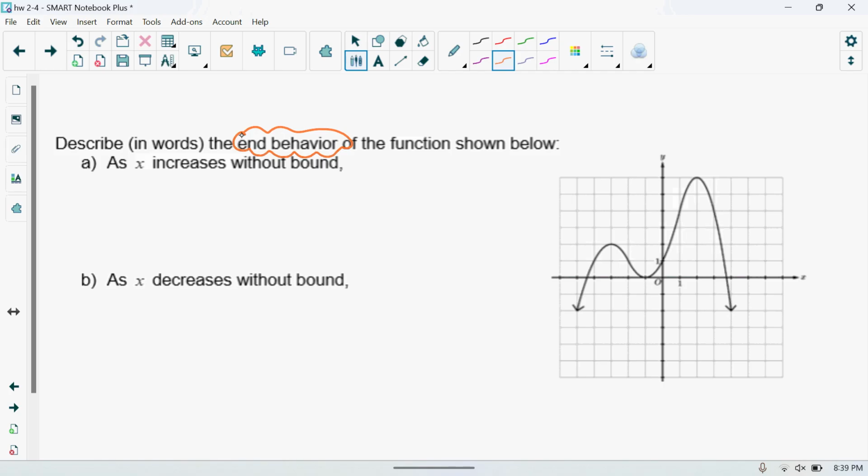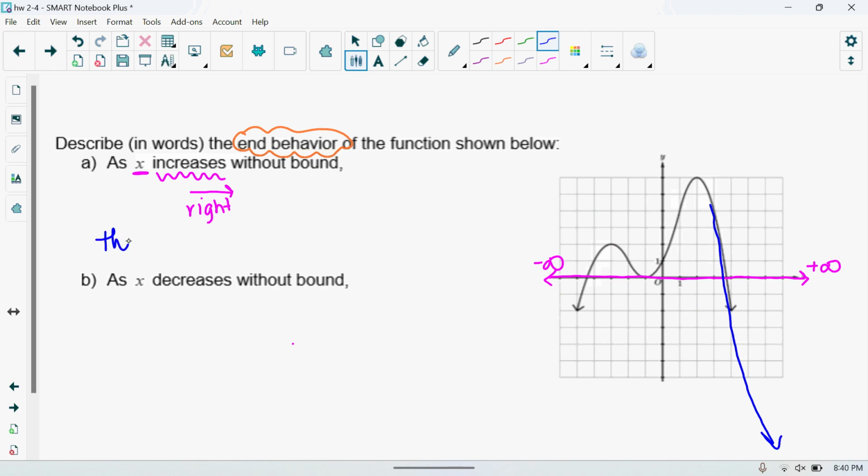So part A says as x increases without bound. So x is our domain. So this is my x-axis. So x goes to the left to positive infinity, to the right to positive infinity, or to the left to negative infinity. X is domain, left to right. So as x increases without bound, it is getting more and more positive, so it is going to the right. So on the right-hand side, what's happening to my function, my graph? My graph is going down and down and down.